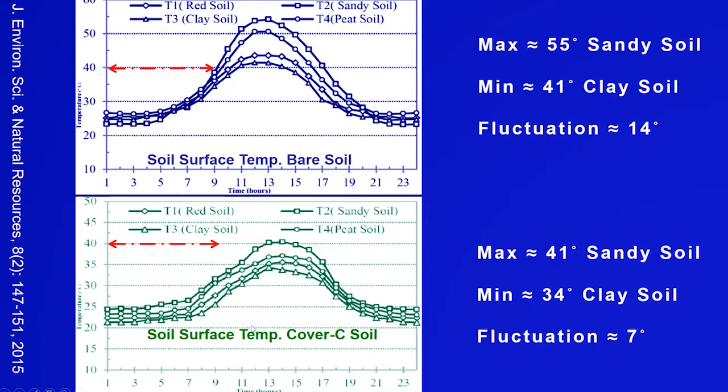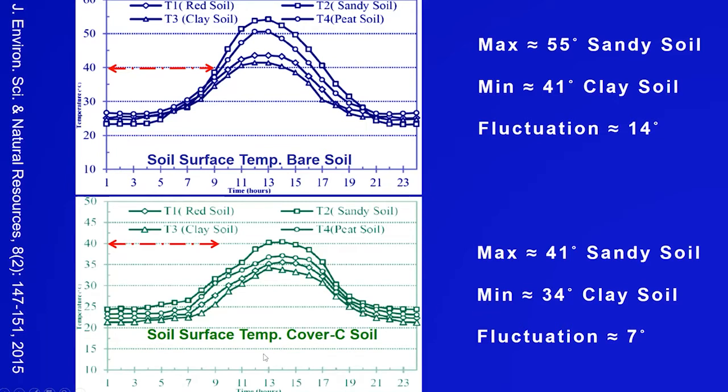So now, if you have cover crop for the same soil, think about it, for all soil types, the max temperature and mean temperature are lower, and the fluctuation is lower. The temperature difference is lower. The high temperature for sandy soil is obvious because it absorbs more heat, and low for clay because it's more moist, with higher moisture content, and the fluctuation is 7 degrees.